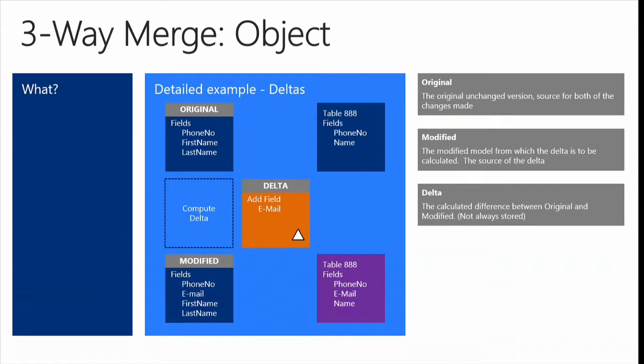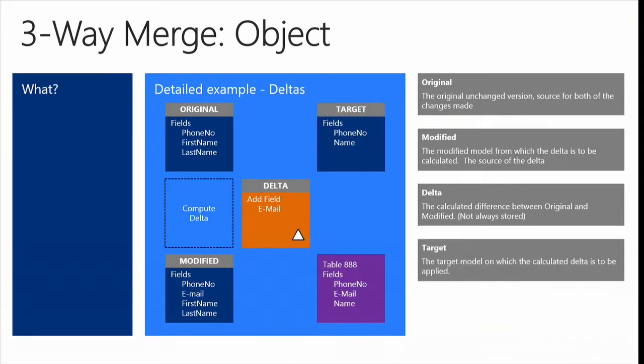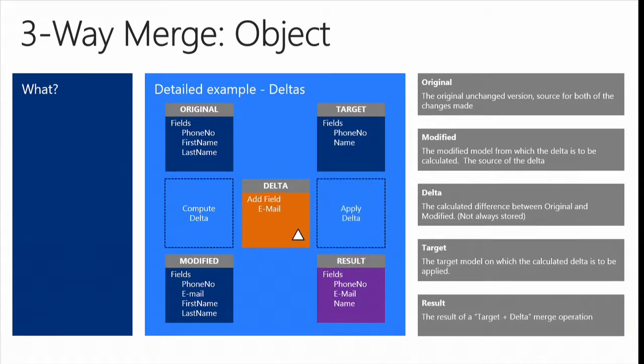Then there's another modified version, another derived version, and we call this the target version. And this version actually merged the first name and last name field into a name field. So now we have 2 changed versions, and we will try to apply the delta that we calculated between original and modified to the target version. And this will give us the result, which is the output.